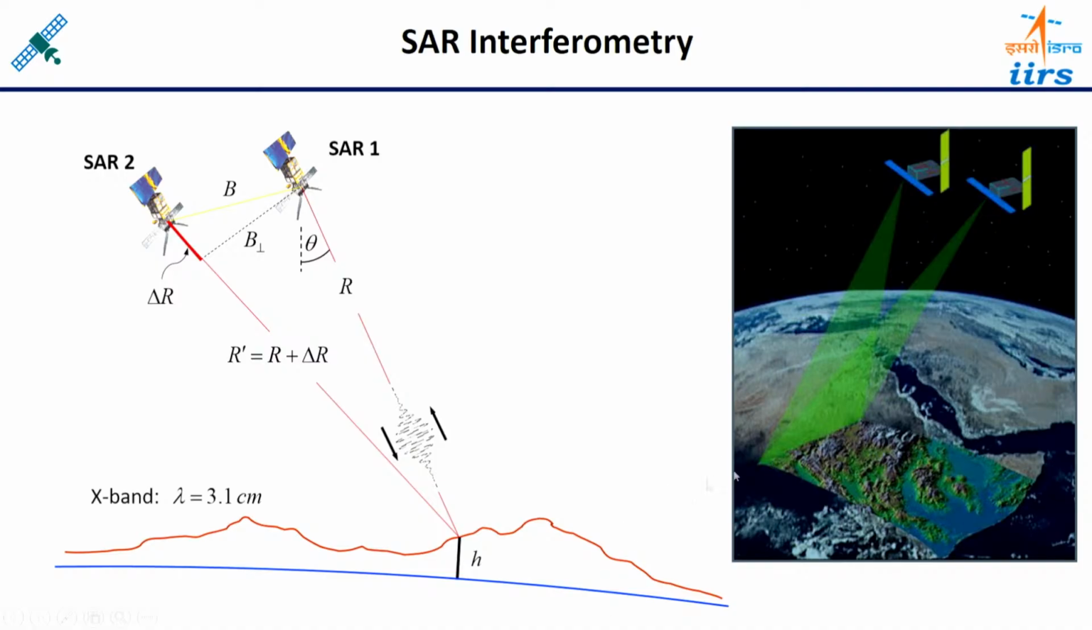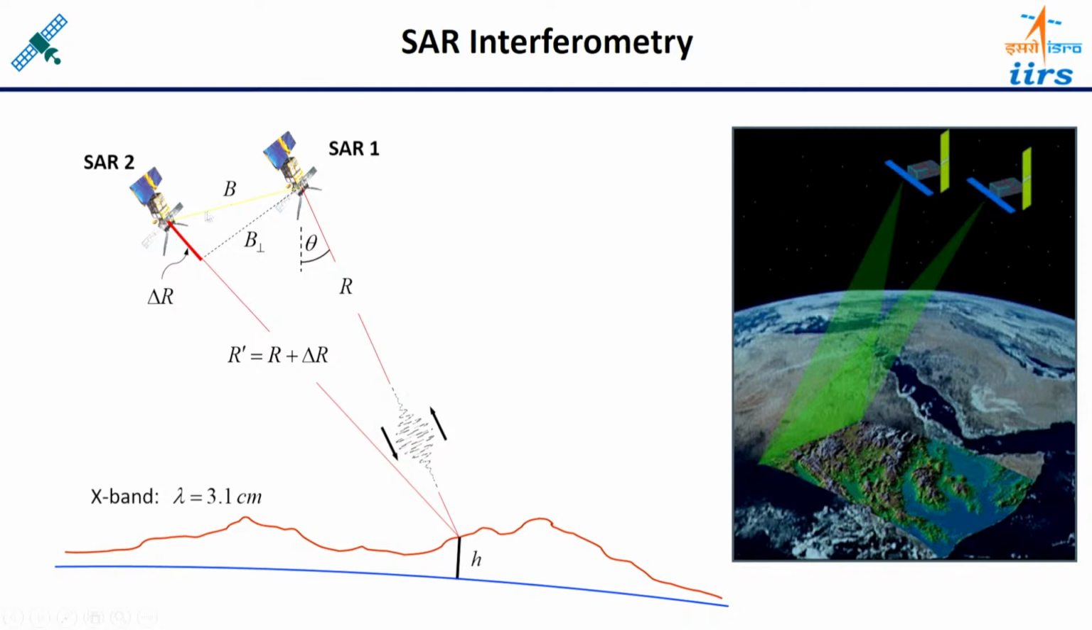Suppose this is the actual terrain on the Earth surface. This is some datum. So the actual terrain height is, let us say, small h, and one satellite acquisition is taken from this satellite position. So one image is acquired from this position. Another image was acquired from this position. So these two SAR acquisitions are there.